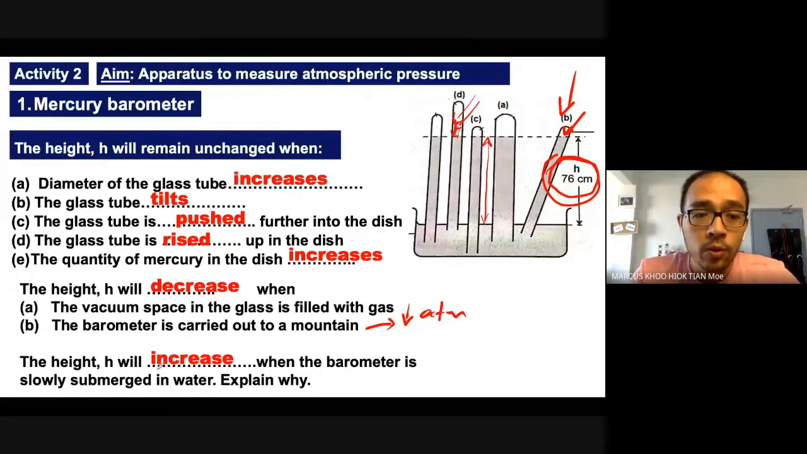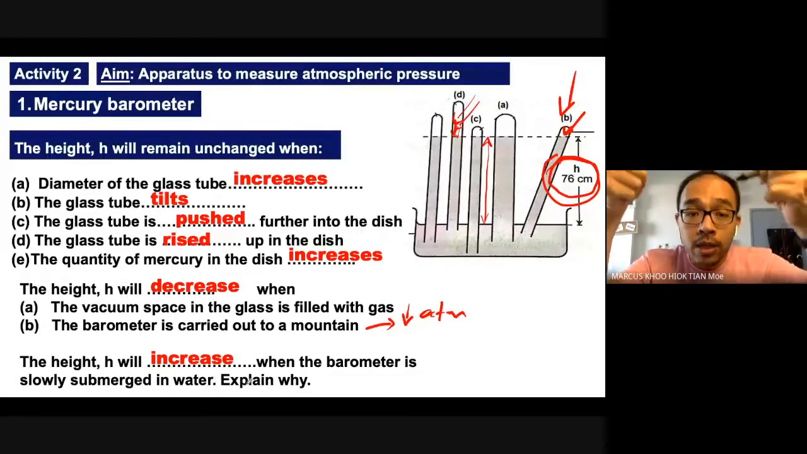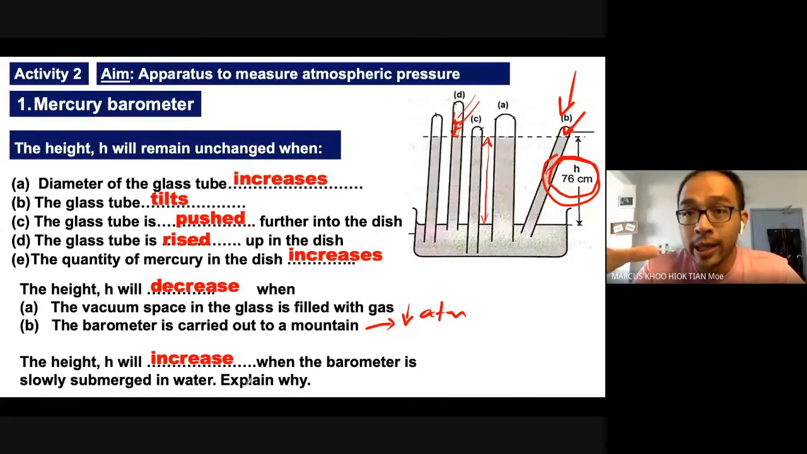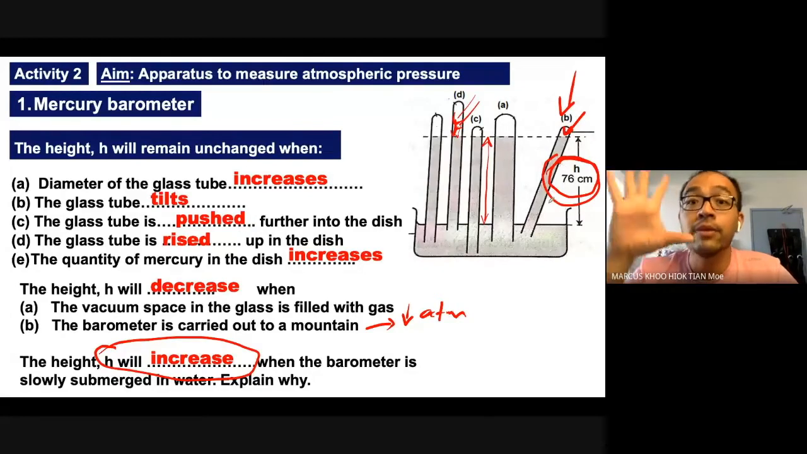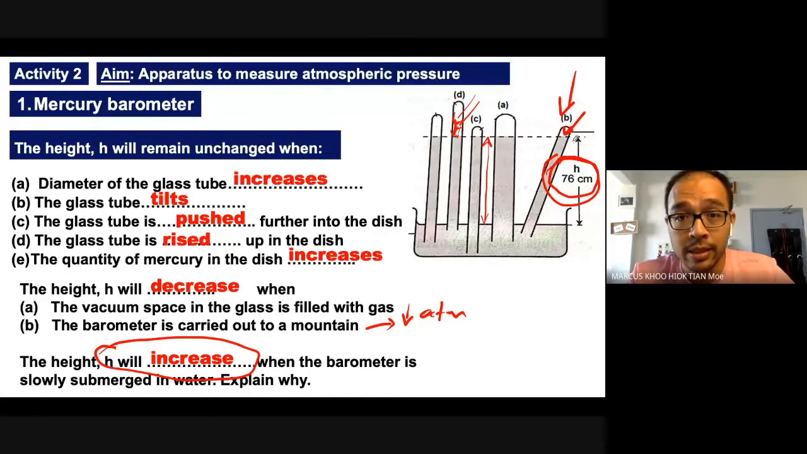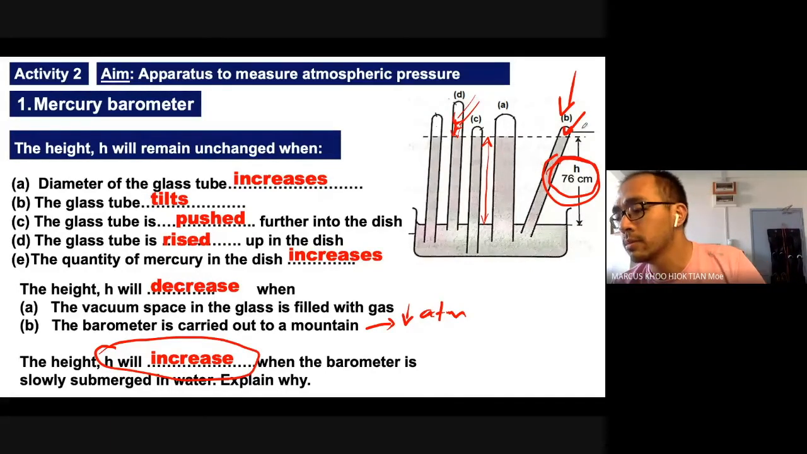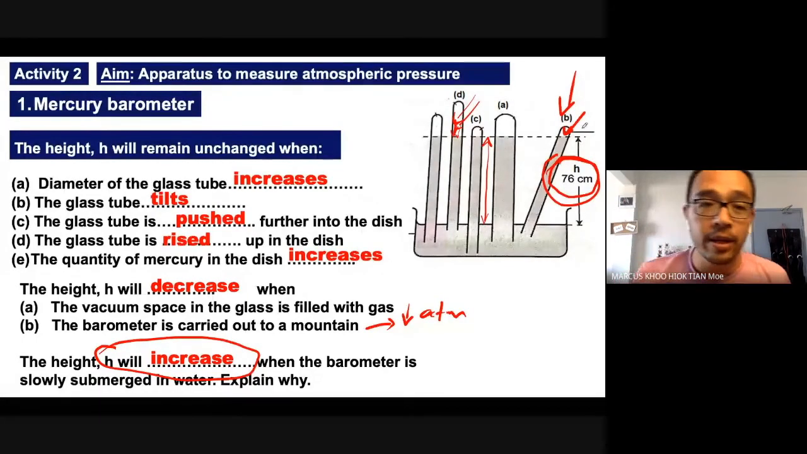The height will increase when the barometer is slowly submerged in water. If we put this whole thing inside water, why do you think the H will increase? Why is it that this will become even bigger, more than 76? Anybody want to try? I think the answer is in the textbook. Think about what happens when you push stuff inside water. Anybody?